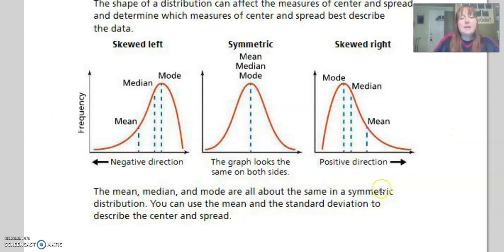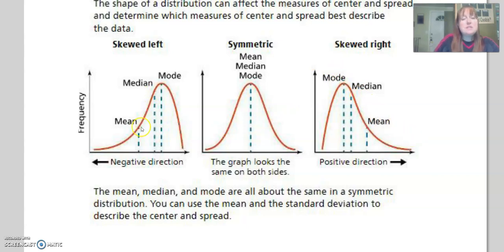So I want you right now just to take a look at what happens to the mean, median, and mode for each of these instances. Notice the mode is going to be the tallest one because it's always the middle. And notice for the symmetric, the mean, median, and mode are all in the same spot. But for skewed left, our median and our mean get pulled to the left, and for skewed right, our mean and median get pulled to the right.